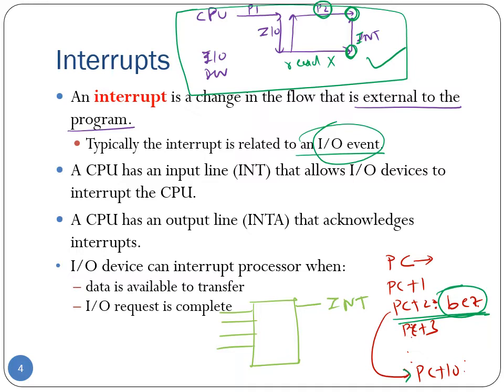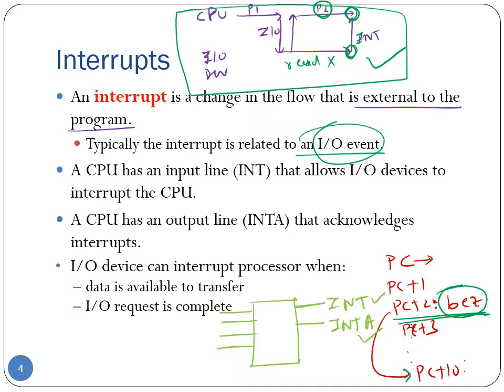Once the CPU has received the interrupt and it is ready to serve the interrupt, it will acknowledge the interrupt on this interrupt acknowledgement line. So to interrupt the CPU, IO devices will assert a signal on this interrupt line, and the receipt of these interrupts would be acknowledged by a signal on this interrupt acknowledgement line.